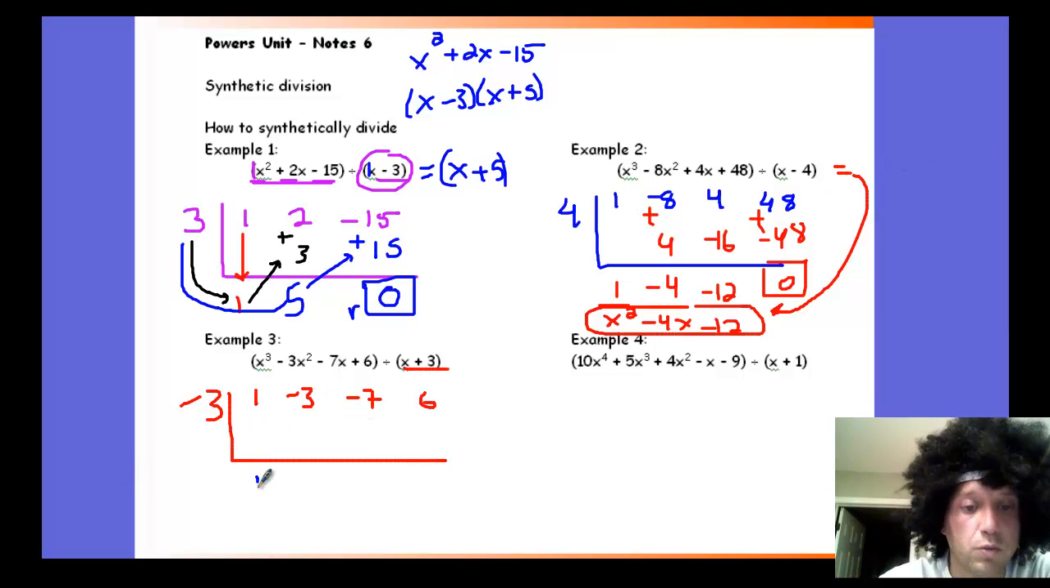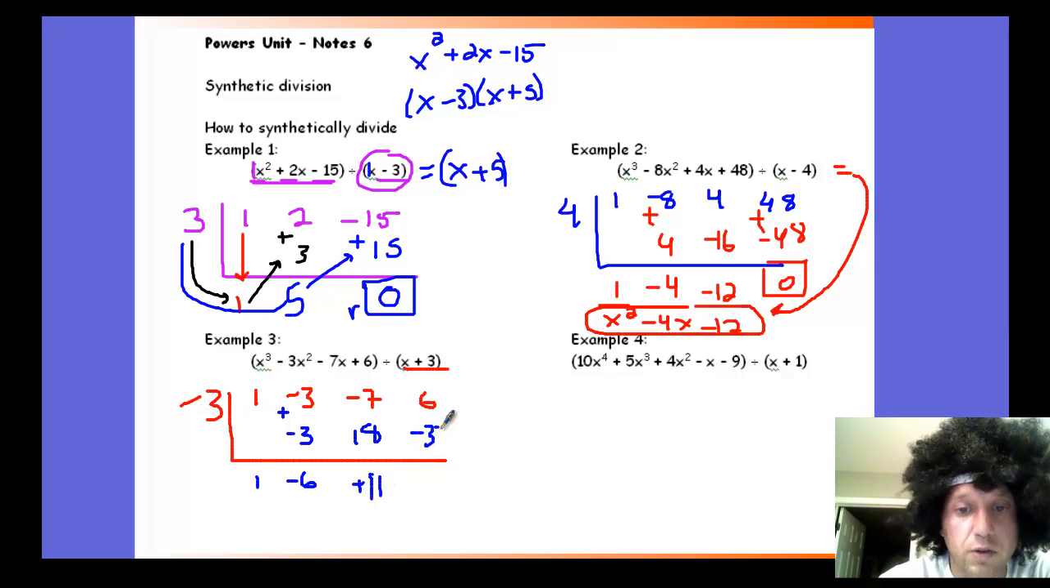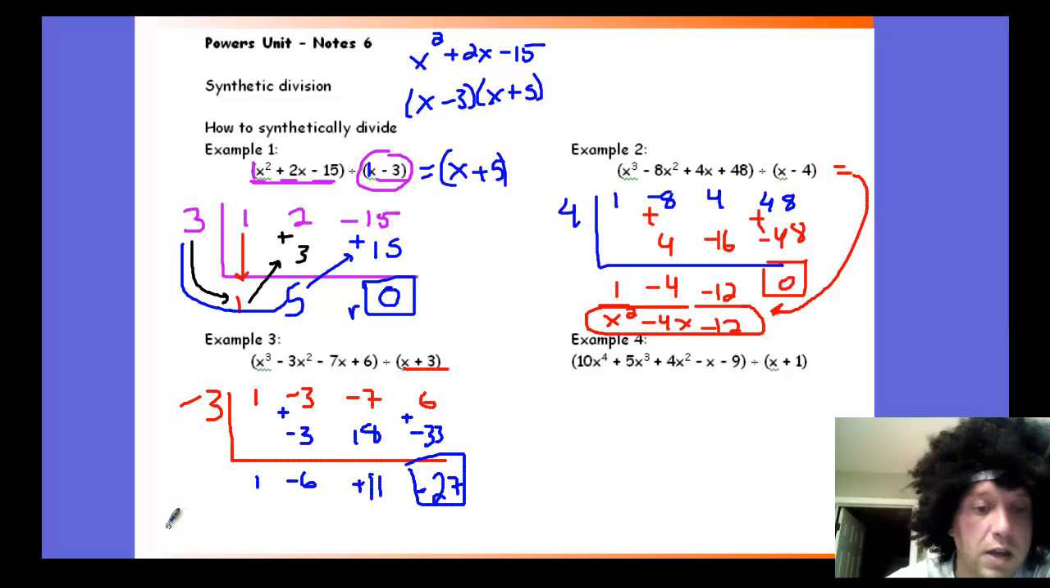So same process: drop the first number, 1, multiply, add. So we have negative 6, multiply, 18, add, positive 11, multiply, negative 33, add. So this one does not divide evenly, so we have a remainder here of negative 20. So when that occurs, you still have an answer, it just doesn't divide evenly.